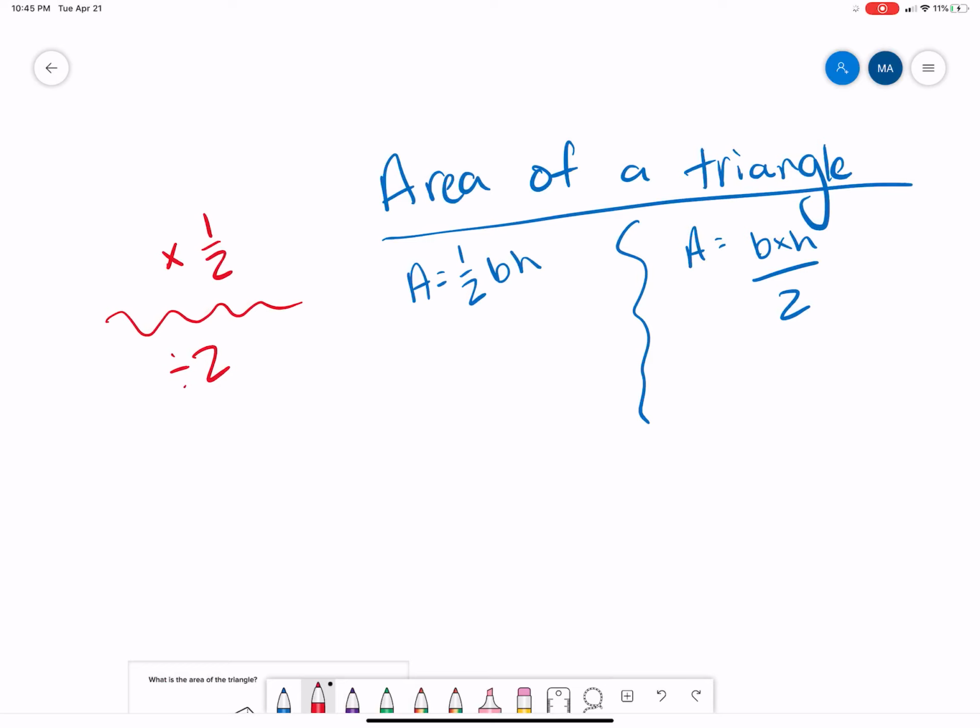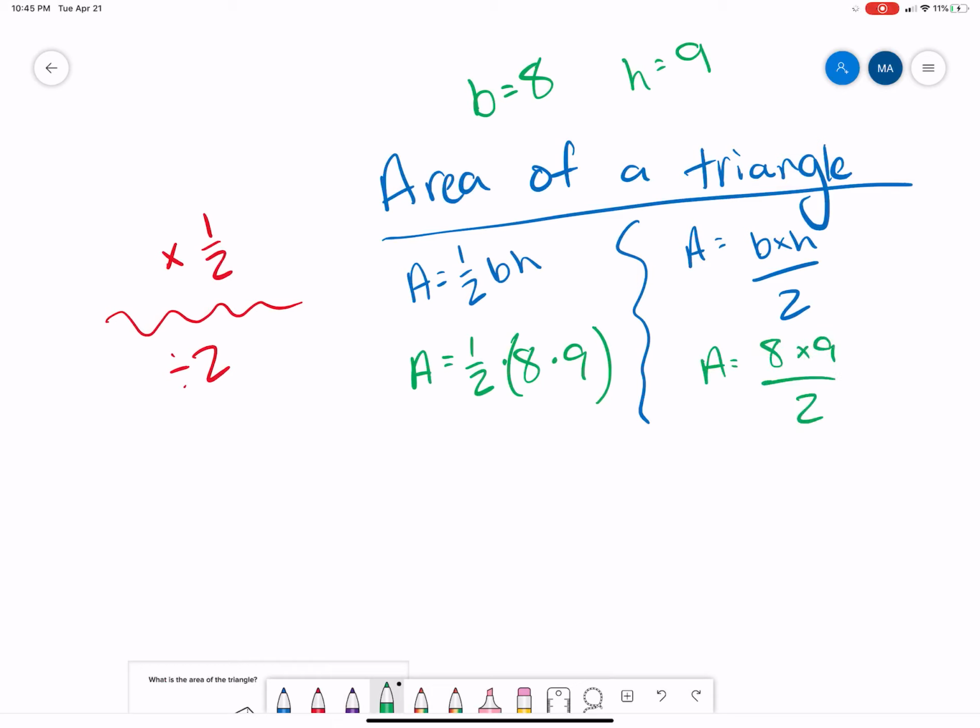Okay, so let's just say I'm going to give you the same dimensions. The base equals 8, the height equals 9. I'm going to go both ways. So if I plug it into here, area equals 1/2, the base was 8, the height was 9. Or I could do it this way, area equals base was 8, height was 9, divided by 2. So let's solve this way first.